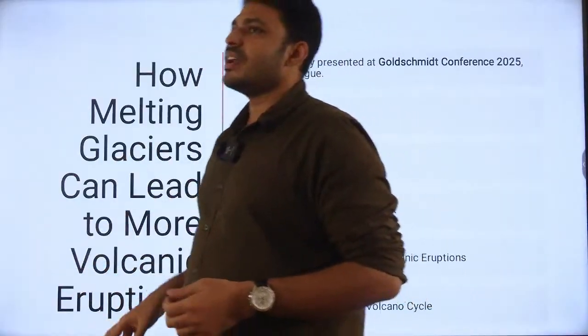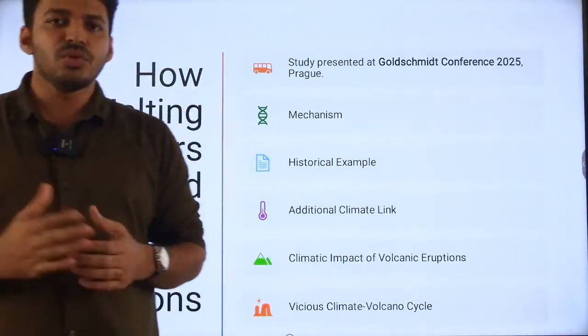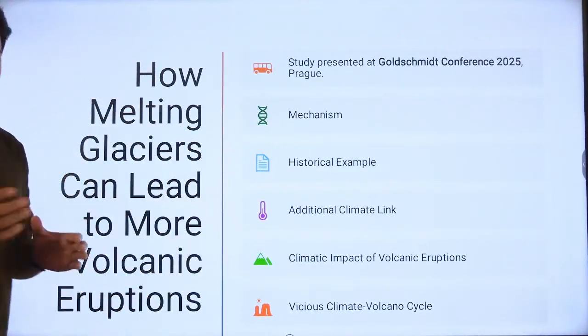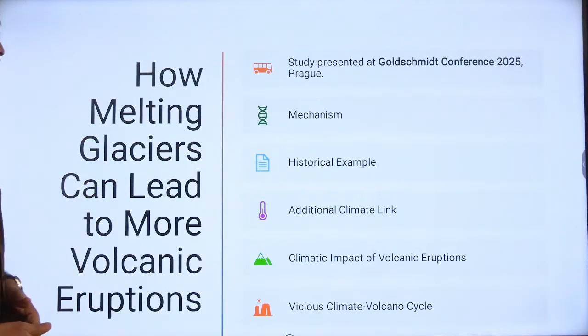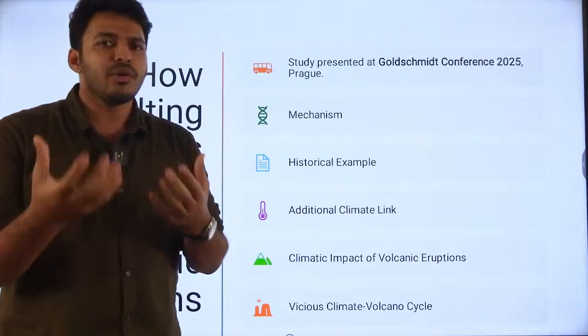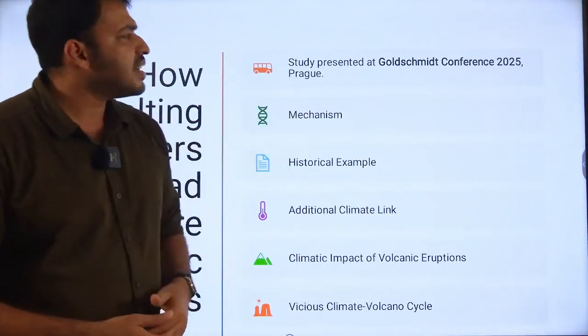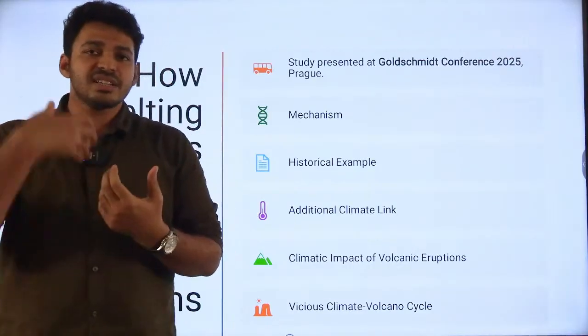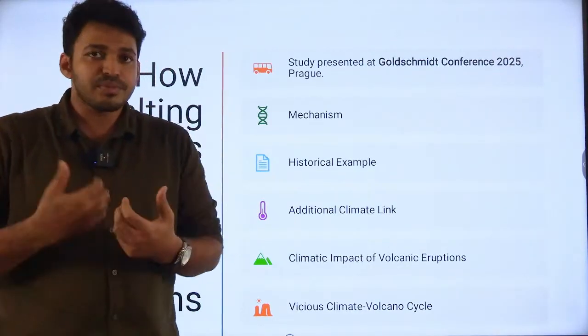So this topic we can mention in GS 2 and GS 3, and ethics also. How melting glaciers can lead to more volcanic eruptions. How does glacier melting happen? A study presented at a conference in Prague in 2025 says that the melting of glaciers increases the volcanic eruption rate.